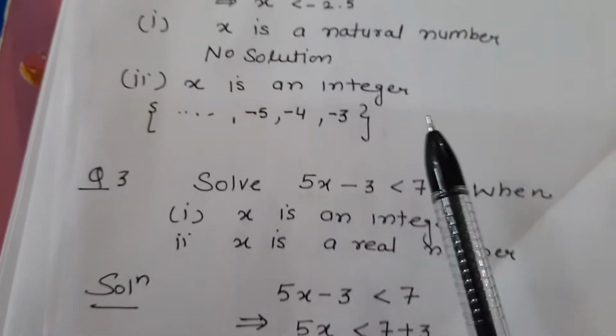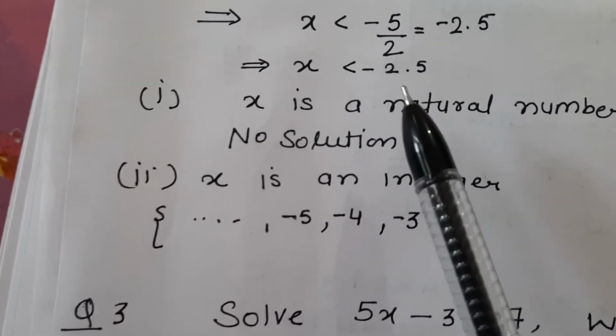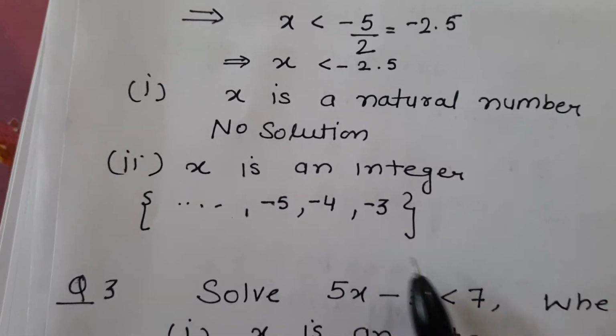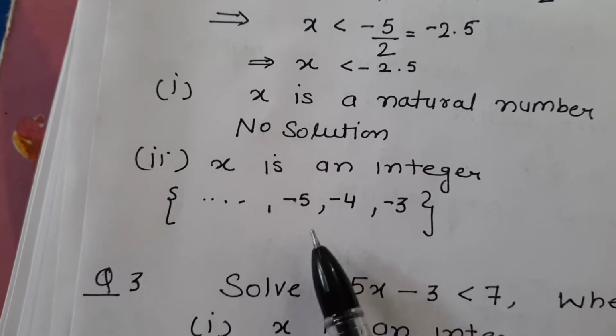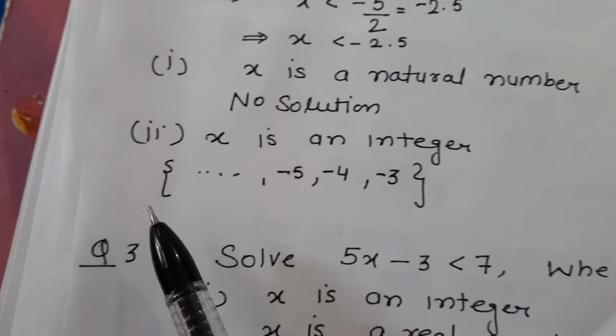The second part, x is an integer. But you will have less than minus 2.5. This is minus 3, minus 4, minus 5, and so on up to minus infinity.